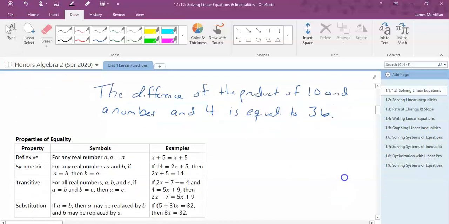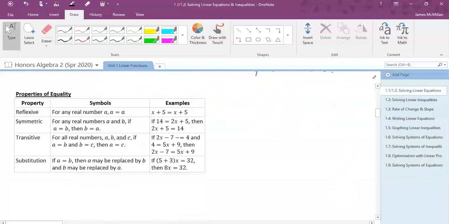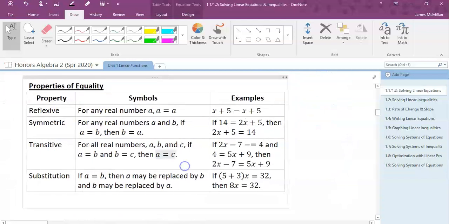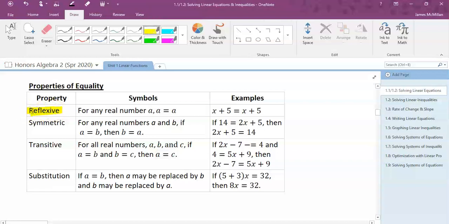All right, as we move along, we're going to talk about some properties of equality. These you should know from before, but as we go, just reflect on them. Well, first one is the reflexive property. And basically, the reflexive property says that a number is going to be equal to itself. So 1's equal to 1, 5's equal to 5, x is equal to x. Or as we see in the example, x plus 5 is equal to x plus 5. It could be a statement more than just a number.